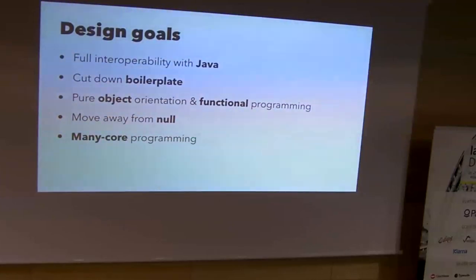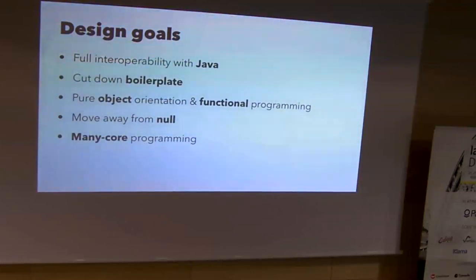So the design goals of Scala: the first one was to be fully interoperable with Java, which I believe is still a killer feature, because that means you can run Scala code from Java. You can run Java code from Scala, so you can easily integrate Scala in an existing project. You don't have to rewrite everything. It cuts down boilerplate. It has a very smart type inference system, and that makes for much nicer and neater code. It's both a purely object-oriented programming language and a functional programming language.